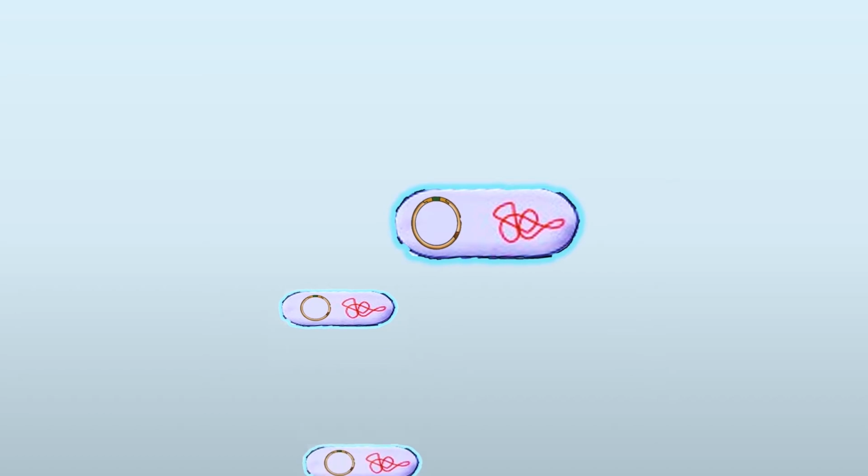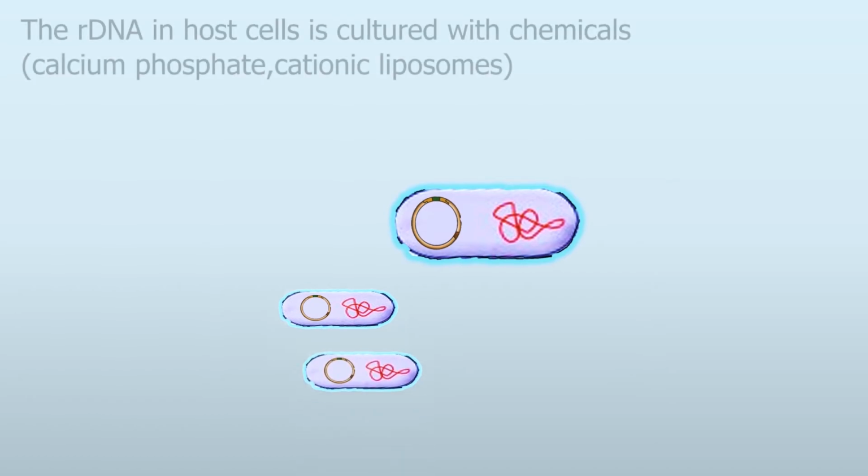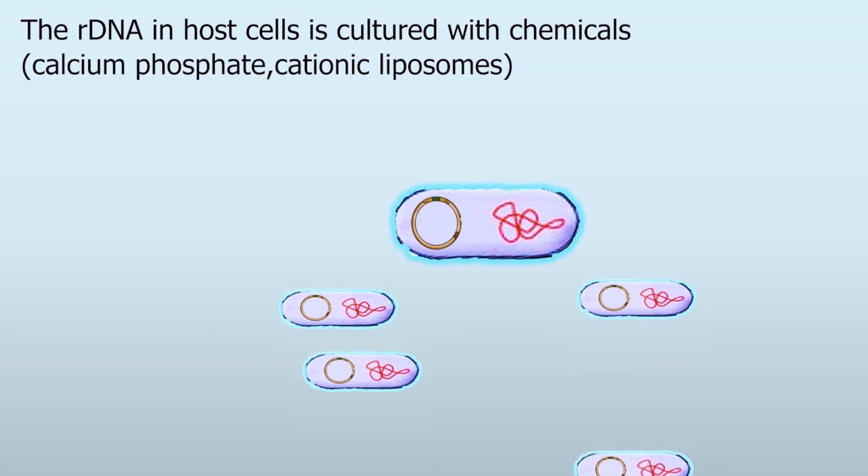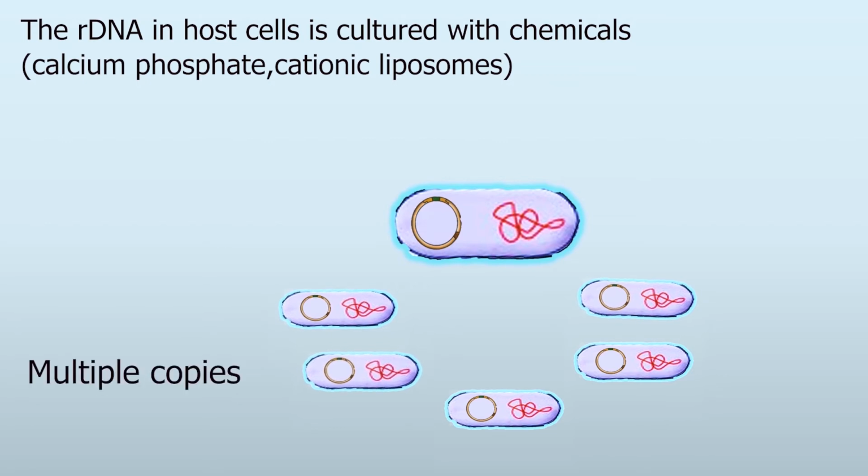The rDNA is transformed into a bacterial host organism and the process is called transformation. Without the plasmid, the DNA has no ability to enter the host organisms. The rDNA in the host cells is cultured with chemicals. The rDNA is transformed into the cells which are overlaid by calcium phosphate or cationic liposomes.